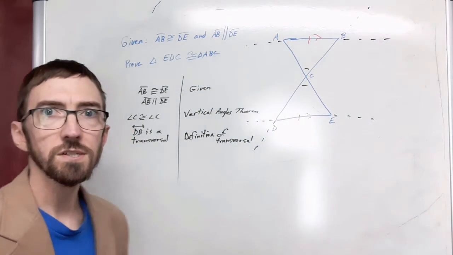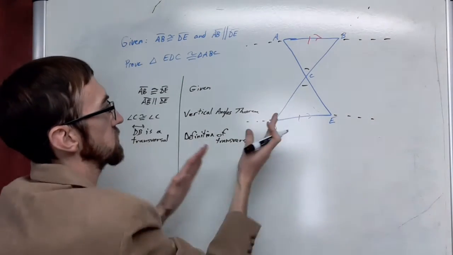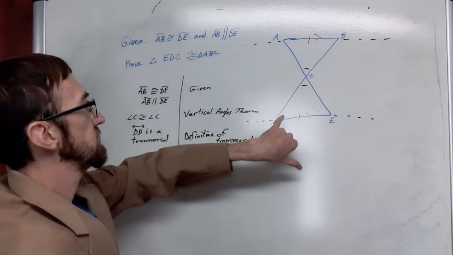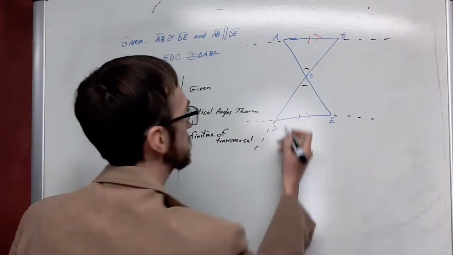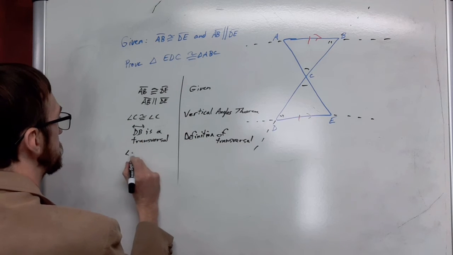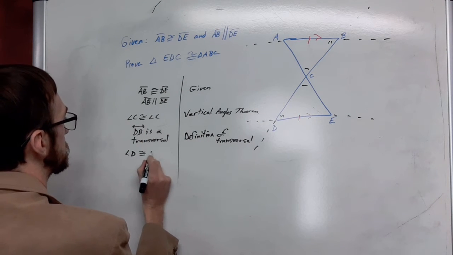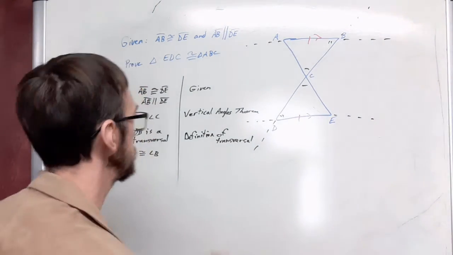So I put some dotted lines here so that we can start to see I have parallel lines here and a transversal here. That means that angle D and angle B should be congruent to each other, and that is by the corresponding angles postulate.